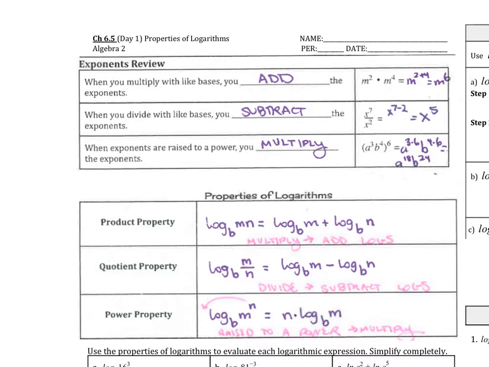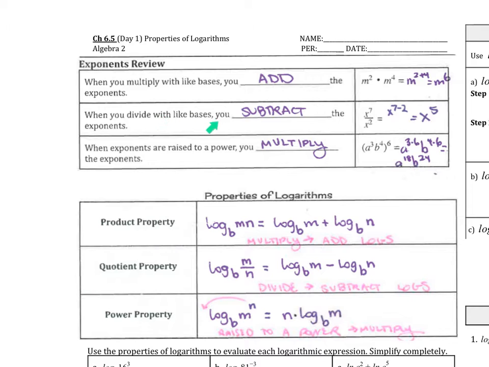6.5, Day 1, we're looking at properties of logarithms. So we need to remember our exponent rules, some of our exponent properties. When you multiply with like bases, like here, you're going to add the exponents. So if they have the same base, you can add the exponents. So it's 2 plus 4, so this is m to the 6th.